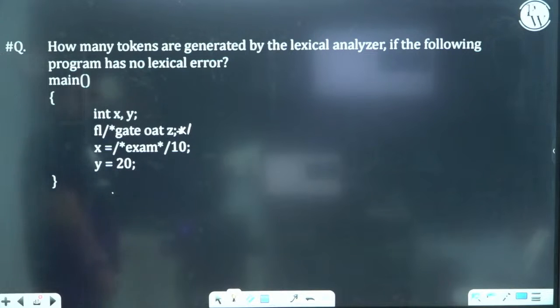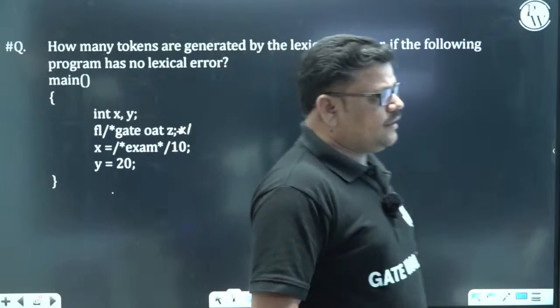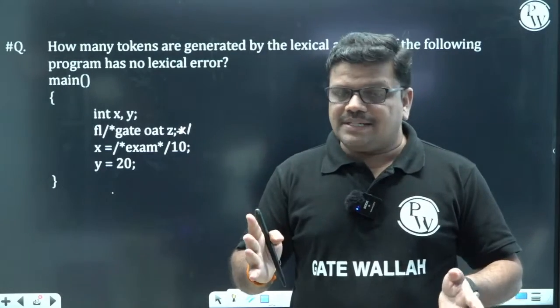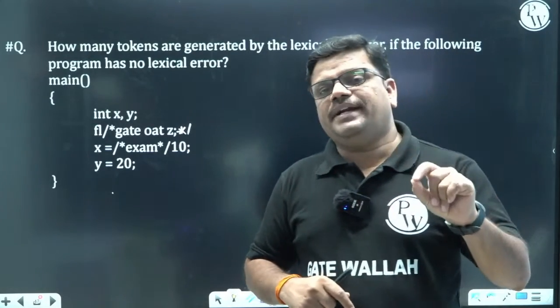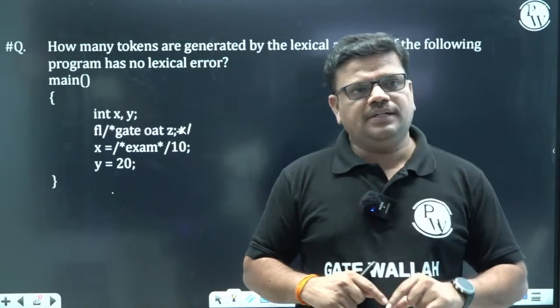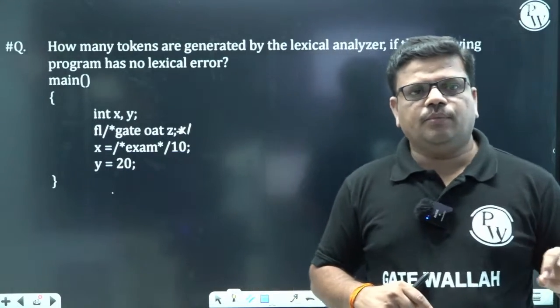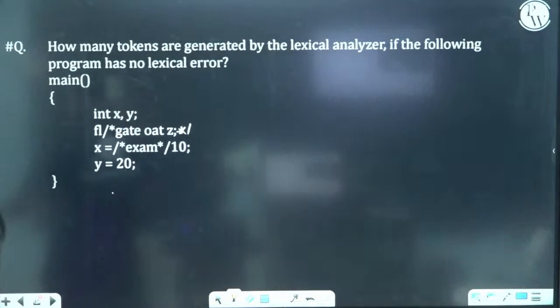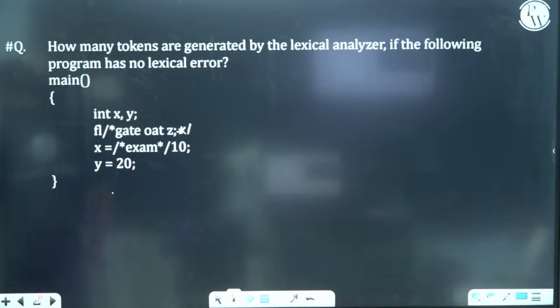The code is like this. What is the functionality here? Lexical analyzer generates the tokens. In the token list, comments will not be included, and white space is also not included. Whenever we have comments, they will be removed automatically by the lexical analyzer. Wherever there are comments, they are generally deleted by the lexical analyzer.